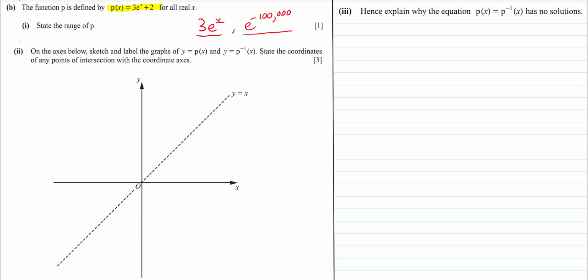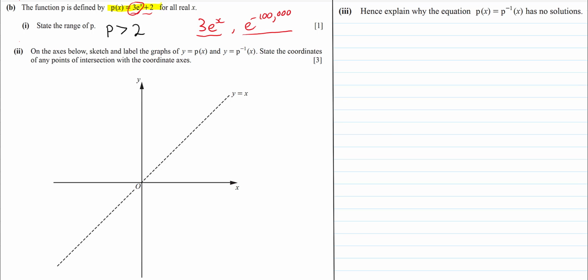So for our function, we've got 3 times e to the power of x, and then we add 2 to it. As we get very large negative values of x, this term gets very close to 0, but then we add 2. So we're always going to be greater than 2. Therefore, our range of p is greater than 2. So that is part 1.